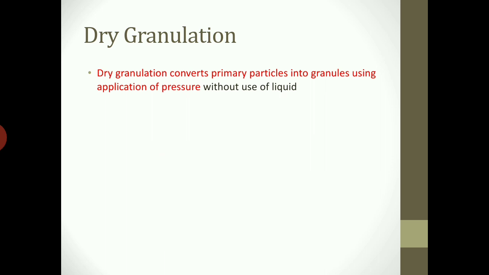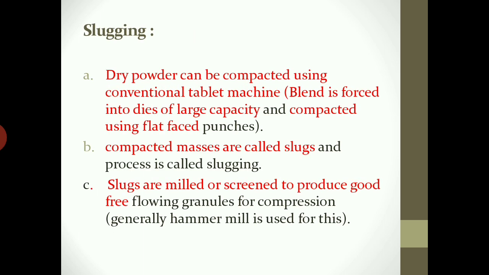First, now we will go through the slugging technique. Here, dry powder can be compacted using a conventional tablet machine. The blend is forced into a die of large capacity and compacted using flat faced punches. Compacted masses are called slugs, and the process is called slugging. Slugs are milled or screened to produce good free flowing granules for compression. Generally, a hammer mill is used for this.